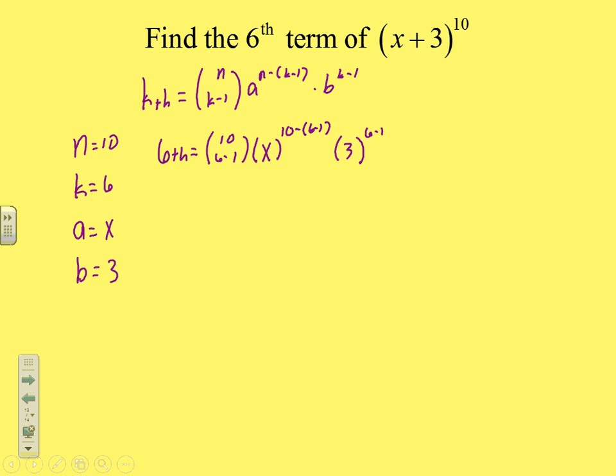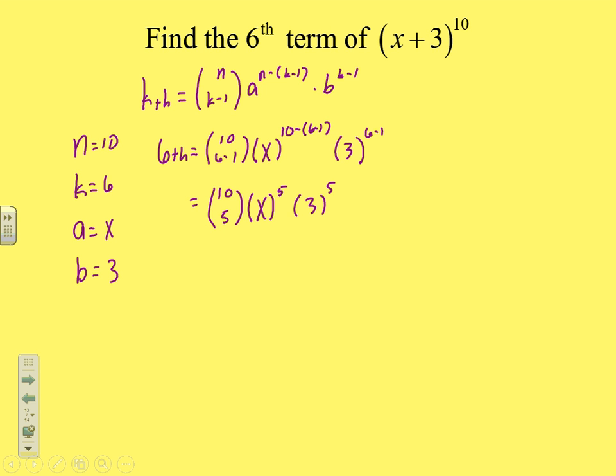Substituting those things in is the hardest part, really, of your math. So, maybe the combination that you're going to see here. So we have 10 choose 5 when we simplify the combination inside that elongated parentheses, times x to the 10 minus 5 power, to the 5th power. And then we're going to say times 3 to the 5th power.